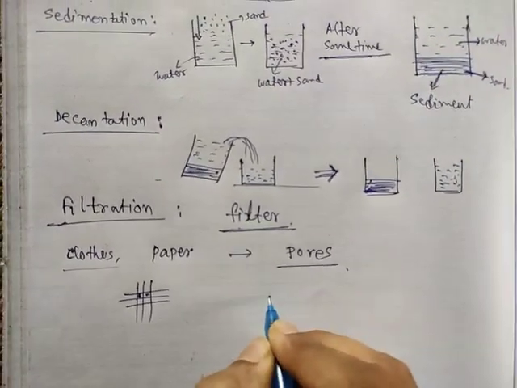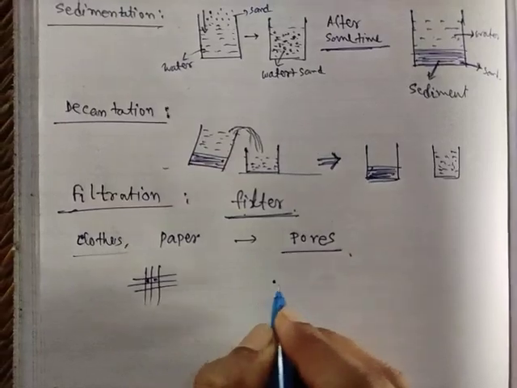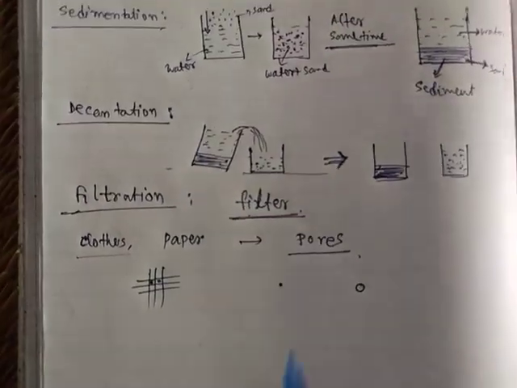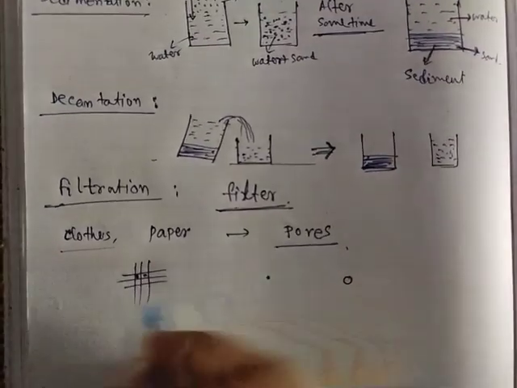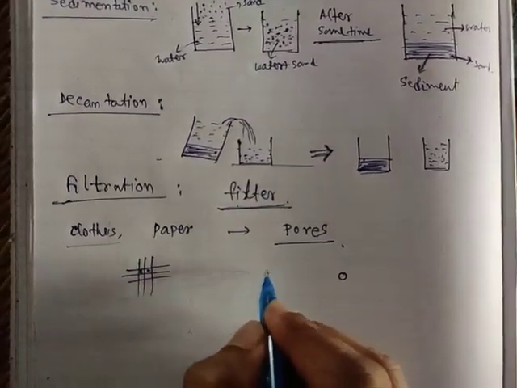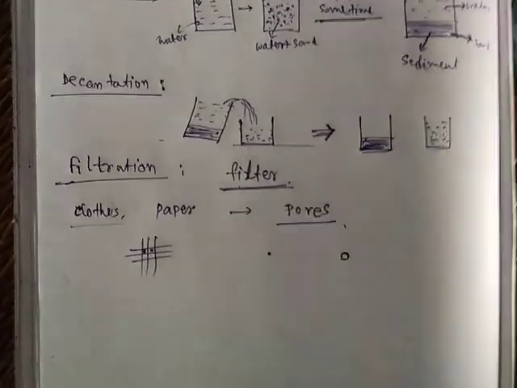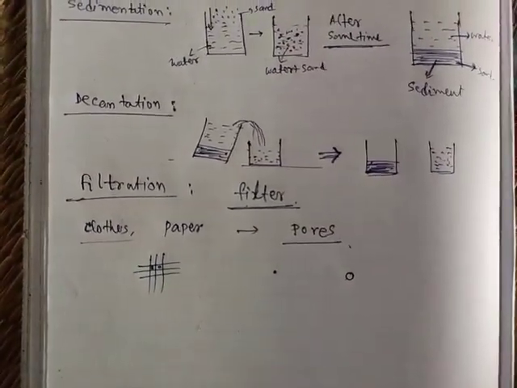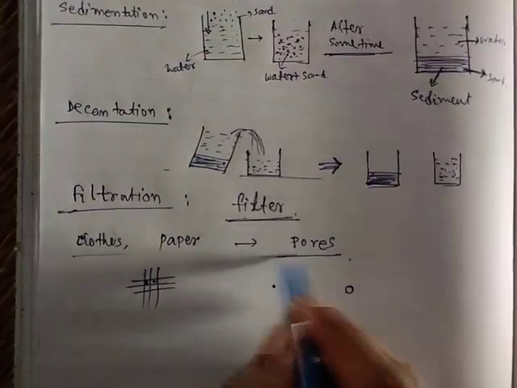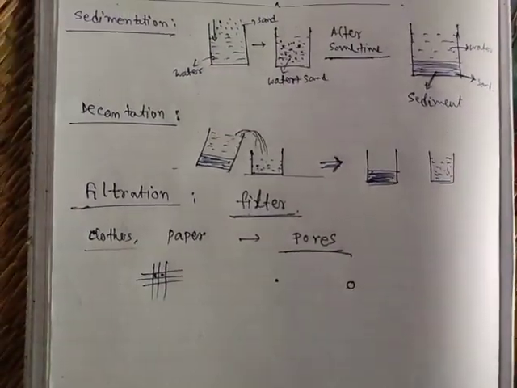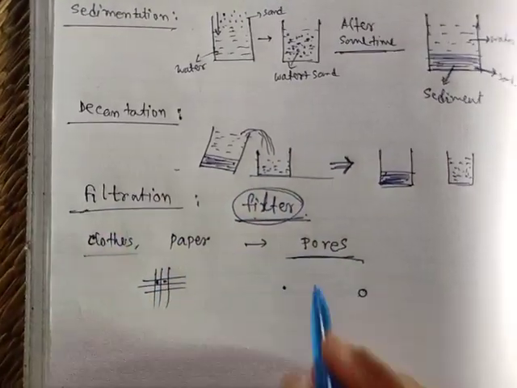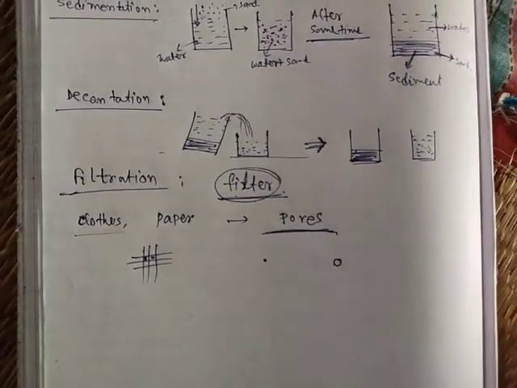Suppose this is the first solid which you want to separate, and this is the second solid. For the first case, a small pore size is required, but for the second case, the pore size must be greater. So the filter you use depends on the size of the pores, or on the size of the solid.